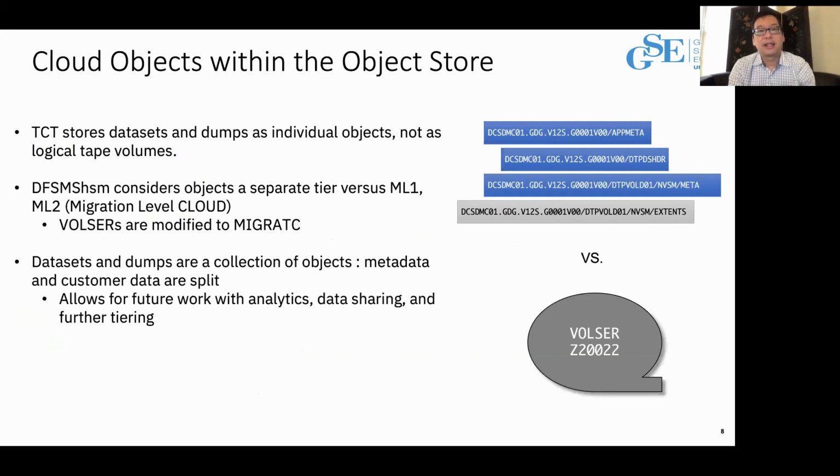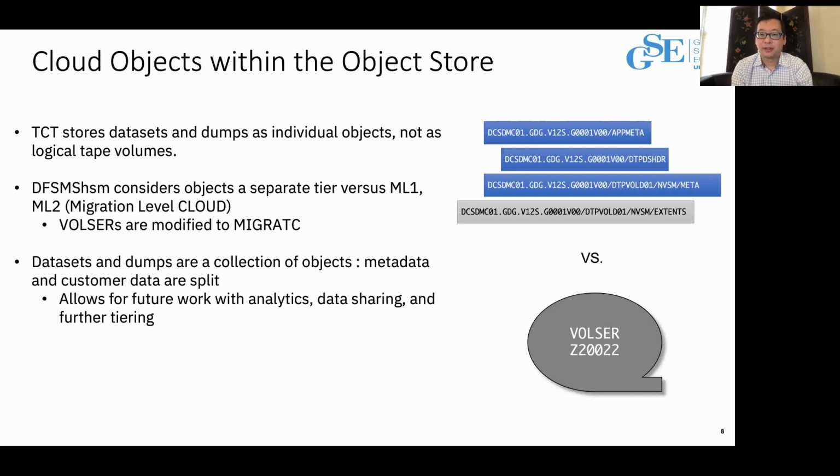So a key thing that is different about the way that we do our manipulation and maneuvering and transferring of data is that we're not tape. So that's one key thing, is that we store all of our data sets or dumps or backup data. We store all of those as individual objects.